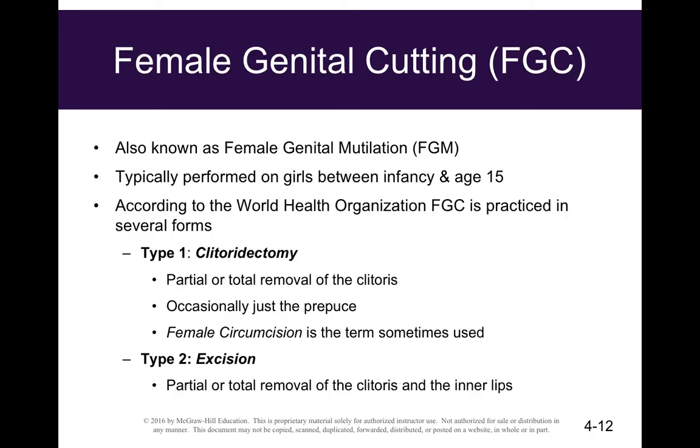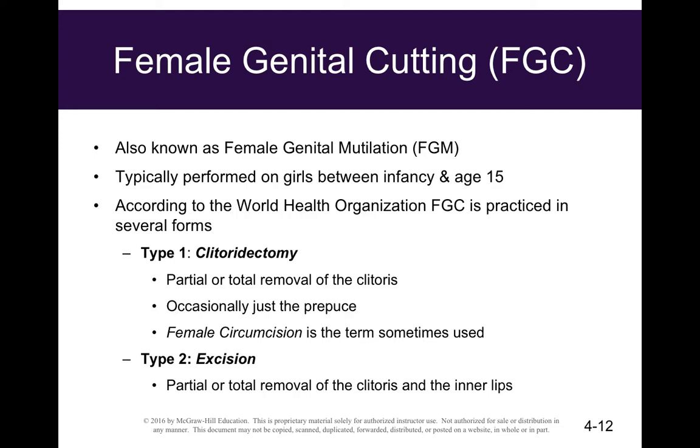So we're going to talk a minute about female genital cutting, or FGC. We also call female genital cutting, female genital mutilation. It's typically performed on girls between infancy to the age of 15. According to the World Health Organization, female genital cutting is practiced in several different forms. The first type, the clitoridectomy, involves a partial or total removal of the clitoris. Occasionally, they'll just remove the prepuce, the hood that covers the clitoris. Female circumcision is the term that's sometimes used for clitoridectomy.